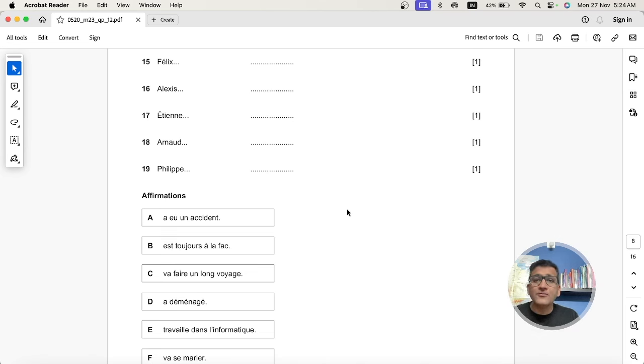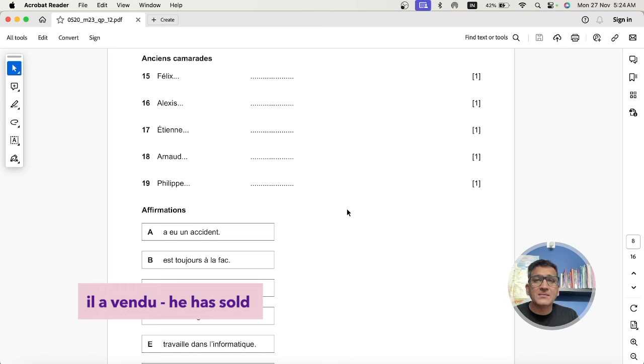So he says, il a vendu son appartement à Paris. Il a vendu son appartement à Paris means he sold his apartment in Paris.